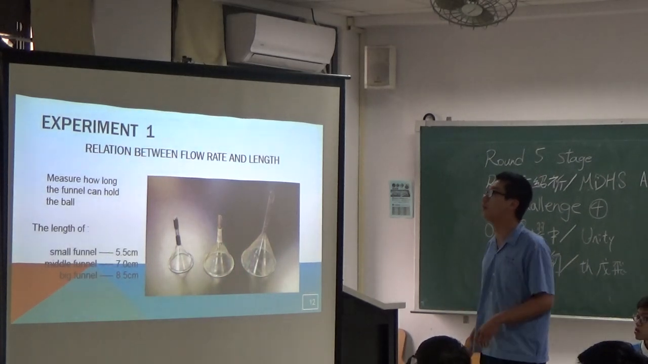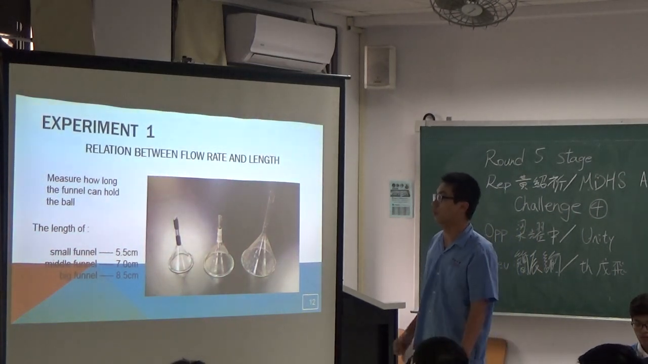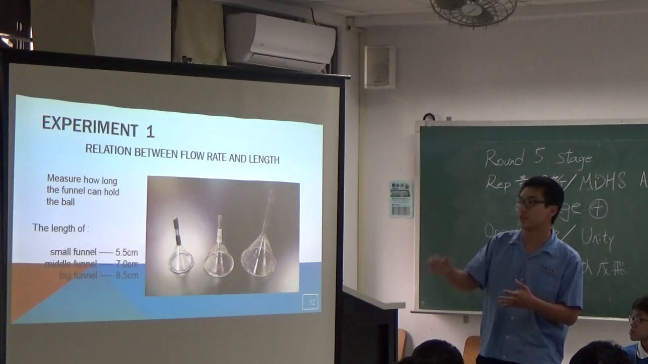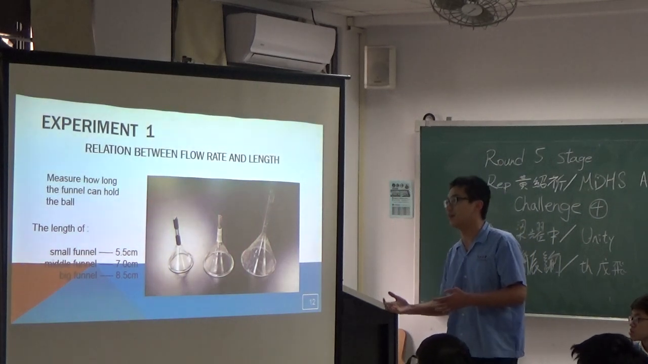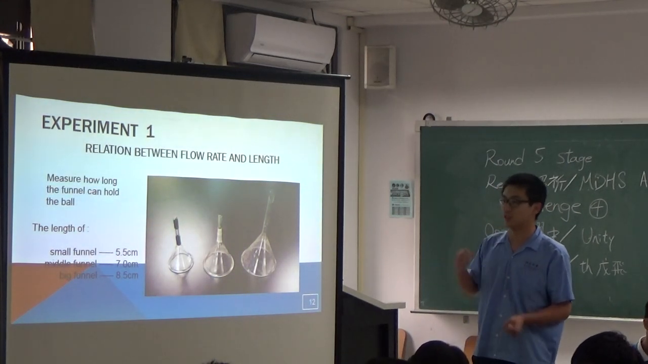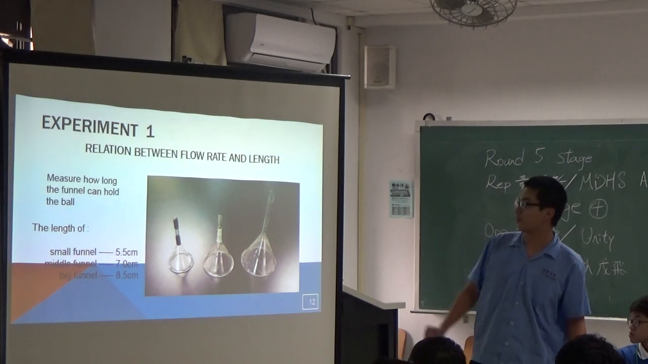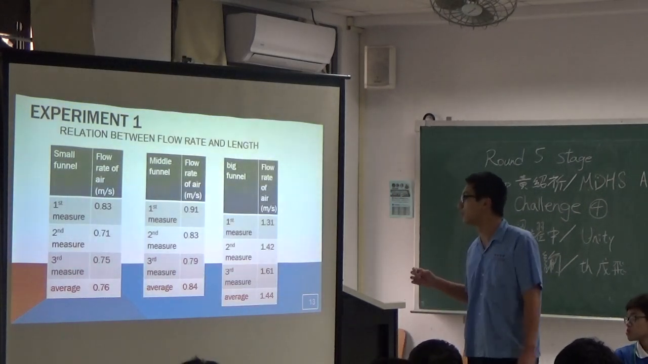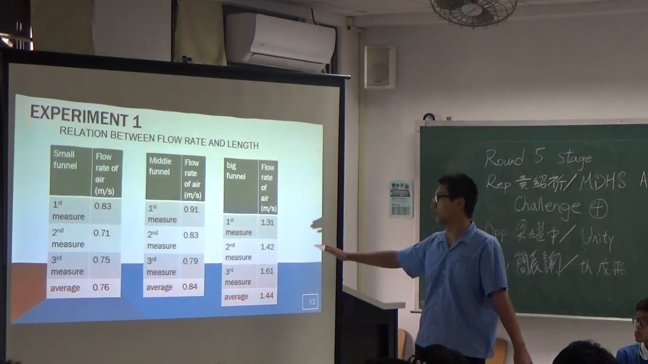And now is experiment one: the relation between flow rate and length. First, we measure how long the funnel can hold the ball. When we stop blowing air into the funnel, the flow rate will decrease. So at the moment the ball falls down, we can know how fast the flow rate is, and we can calculate the force caused by the pressure. We take three different lengths of the funnel: small, middle, and big. And this is our result. As you can see, when the funnel is bigger, the flow rate of air we need is bigger.